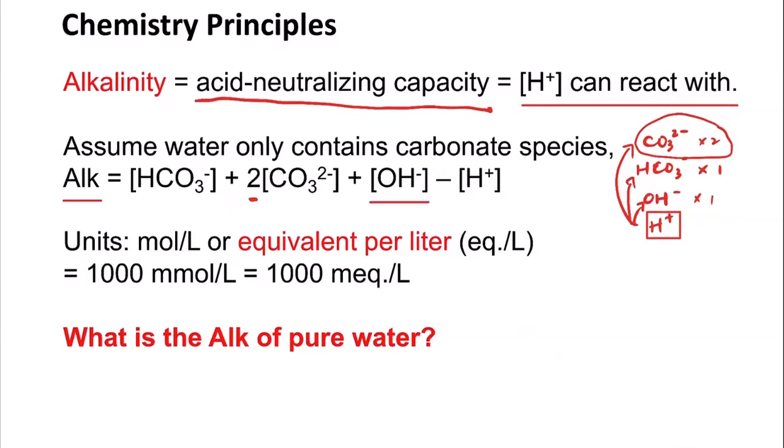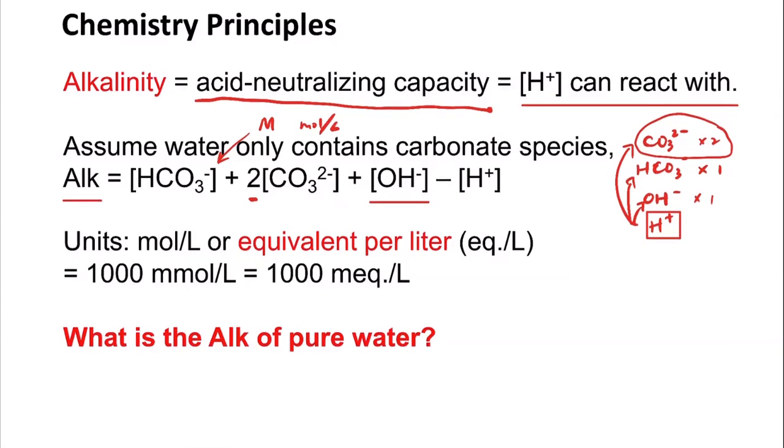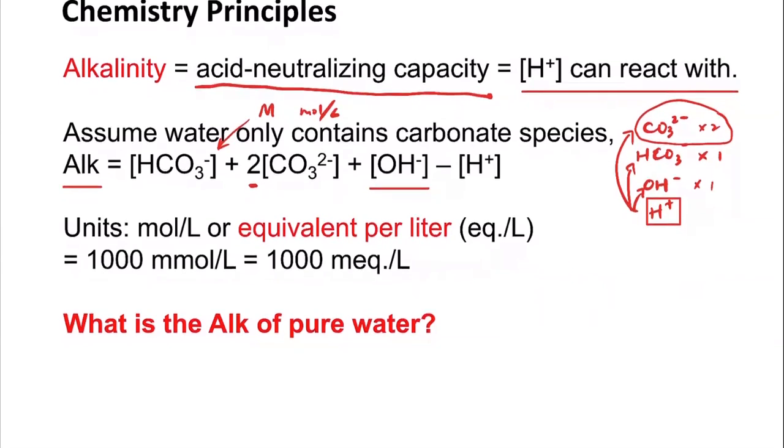But we need to make sure that for these units, they all have to be in molarity. Okay, so basically it should be M or mole per liter. We cannot directly add their mass concentration because we need to describe how much hydrogen ions they can react with, right? Each of them has a different molecular weight, so we need to convert them into mole per liter first. So that's why in terms of the units of the alkalinity, people can use mole per liter.